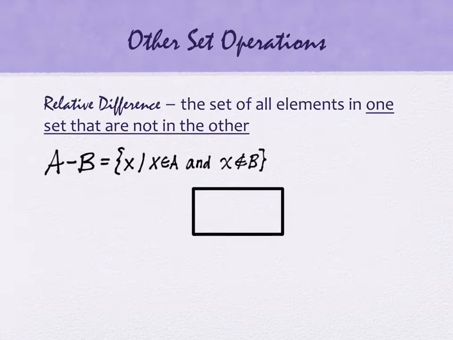So draw that same picture with my overlapping circles. And if I have A over here and I have B over here, and this is my universal set, what part of the picture would fit that description?